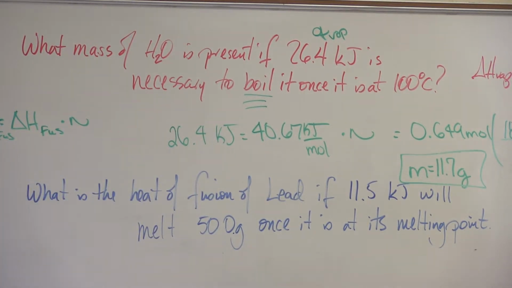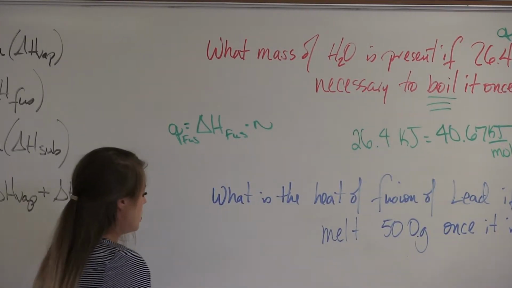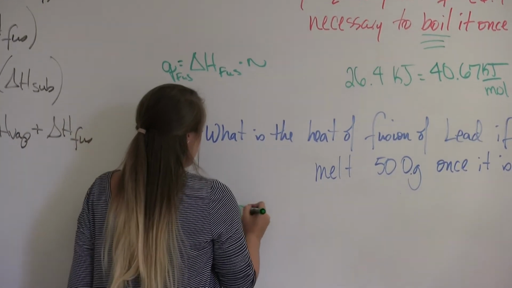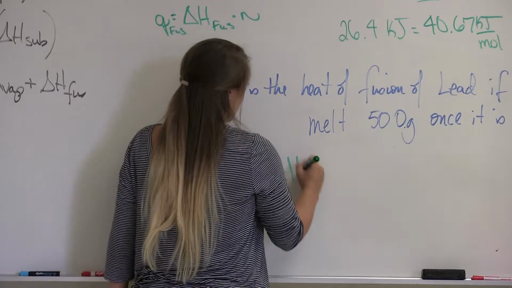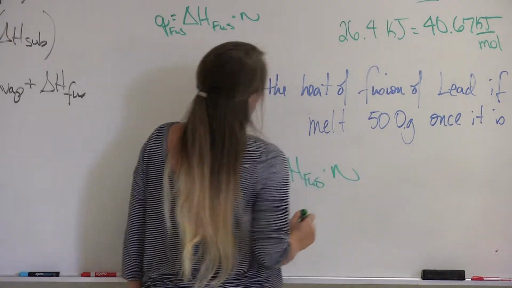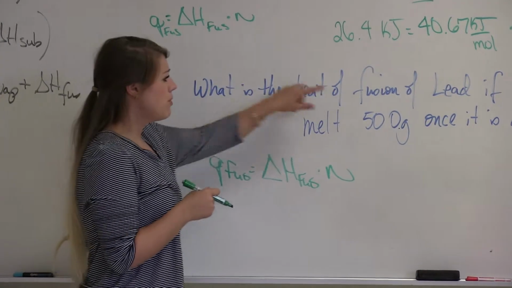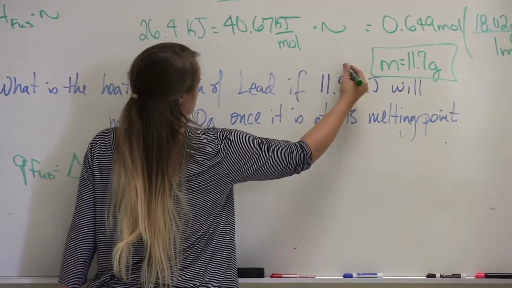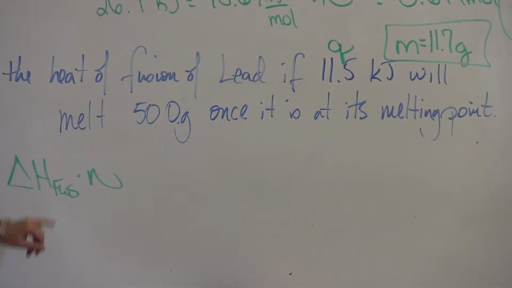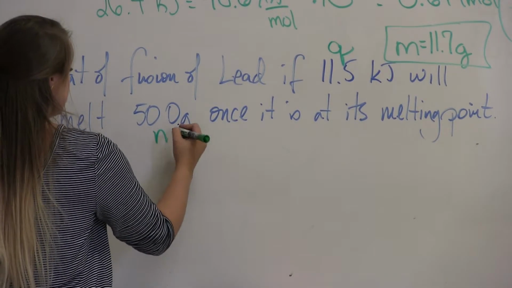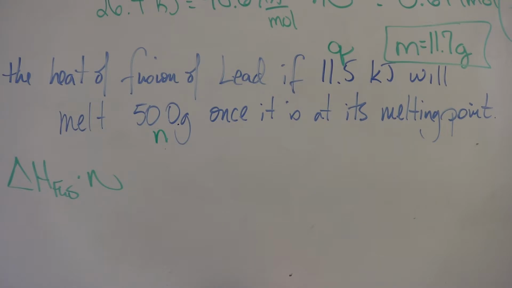The next one says, what is the heat of fusion if 11.5 kilojoules will melt 50.0 grams of lead once it's at its melting point? Once again, temperature is not involved here. We've reached a certain temperature, so we're going to use heat of fusion. Our equation is Q of fusion equals delta H of fusion times the number of moles. What I gave you in the problem is 11.5 kilojoules, so this is my Q, my heat. I gave you your mass, and we know that if we have mass, we can convert that to moles, and solve for our delta H of fusion.